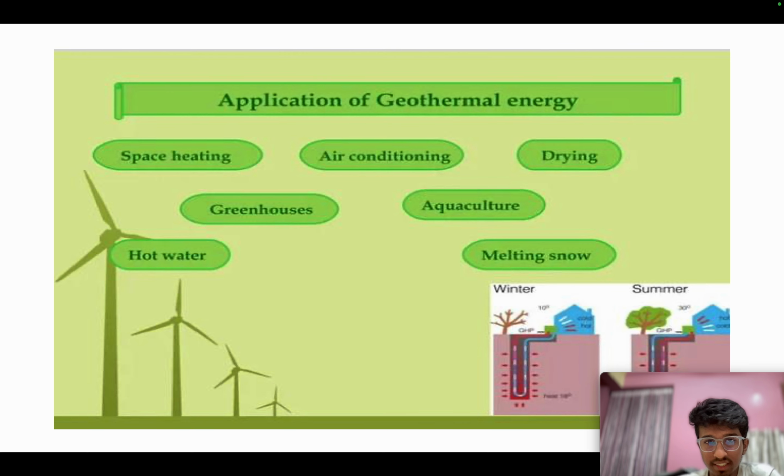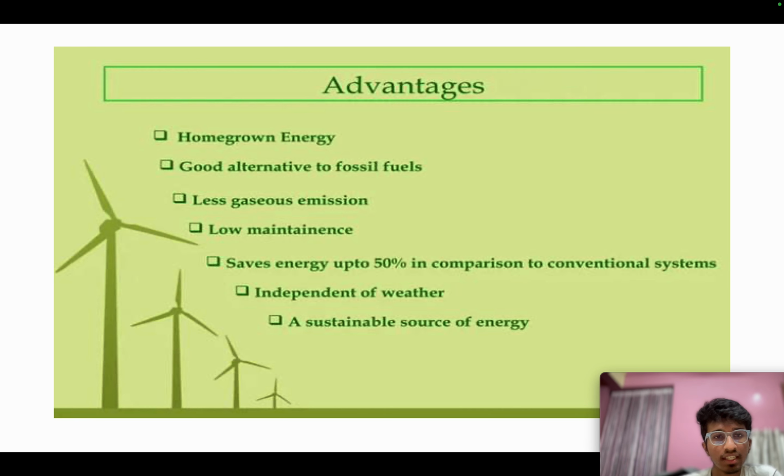Applications: it is used in space heating in houses, air conditioning, drying, greenhouses, aquaculture, hot water, and melting snow. The advantages of geothermal energy: it's homegrown energy, so basically it can be a cyclic process that people can do in their homes and locally. It's a good alternative to fossil fuels. There are fewer gaseous emissions, because only the heat pump exchange causes emissions. Low maintenance, saving up to 50% in comparison with conventional systems. It is independent of weather, and a sustainable resource of energy.